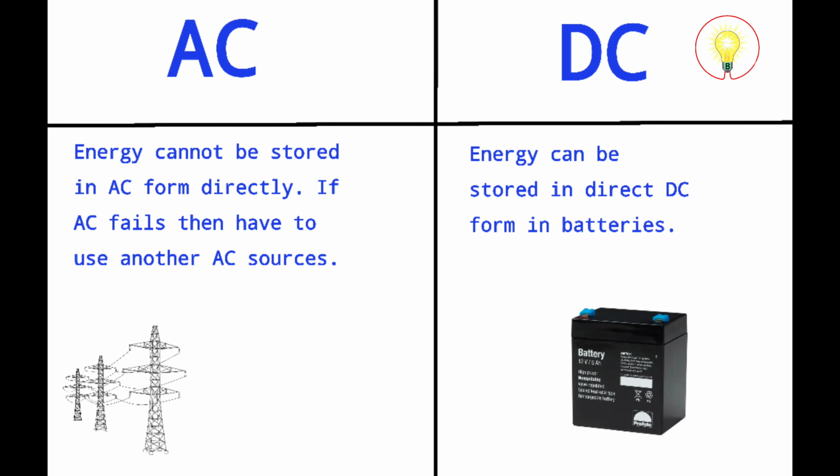Comparison number 4. Energy cannot be stored in AC form directly. If AC fails to provide, then we have to use another AC source. And in case of DC, energy can be stored in direct DC form in batteries.